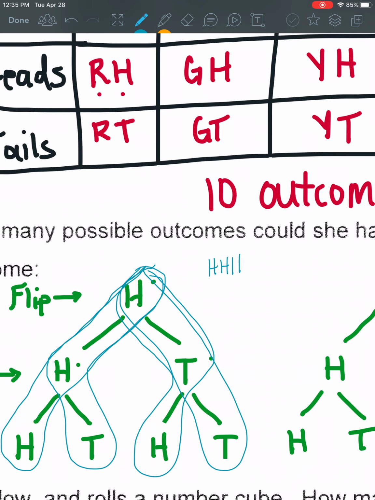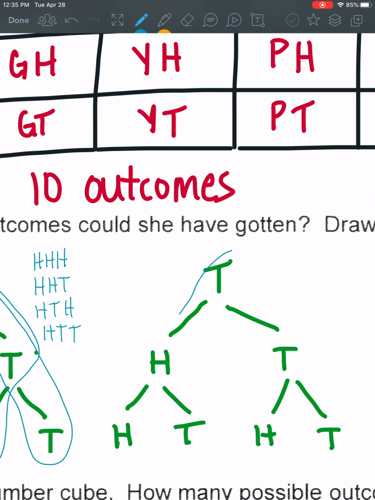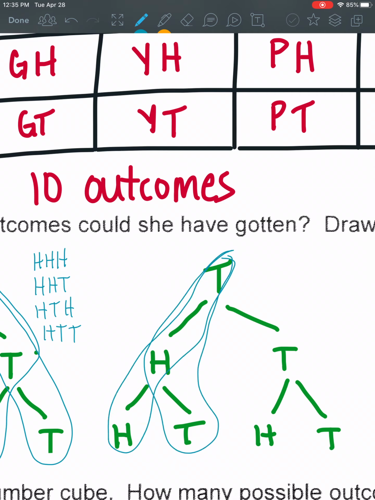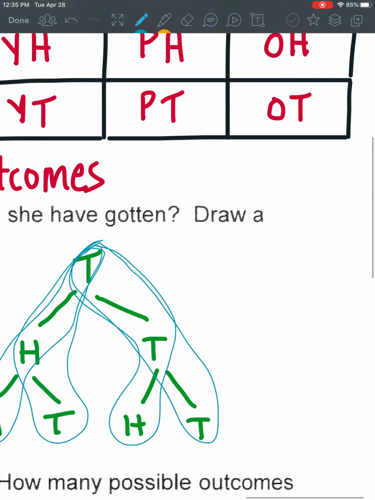Heads, heads, heads. That's one possible outcome. Heads, heads, tails. Heads, tails, heads. And then heads, tails, tails. Okay? And then same thing over here. Tails, heads, heads. Tails, heads, tails. There's two more. Tails, tails, heads. And then tails, tails, tails. So there's four more outcomes over here.